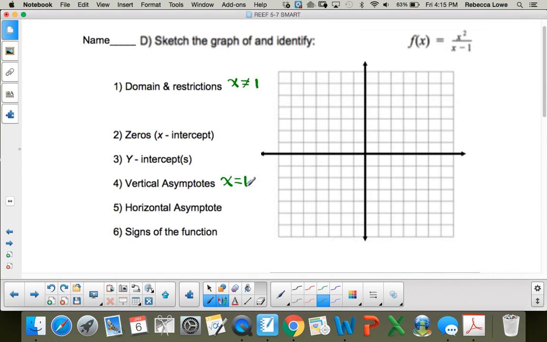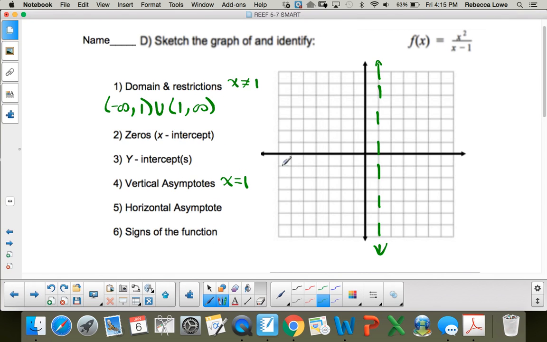So notice how I do restrictions, and I immediately know if I have a vertical asymptote or a hole. We'll talk about what holes are. And I also know the domain. I know it's going to go from negative infinity to 1. It's going to skip over 1 and then continue on.